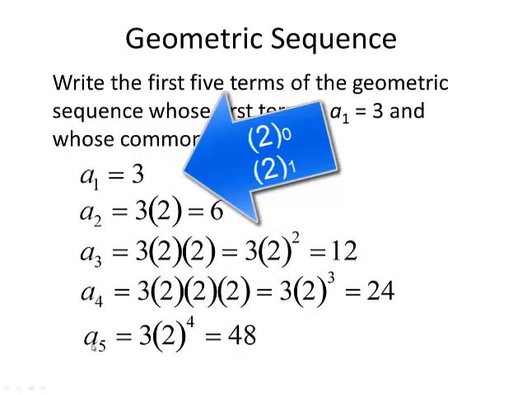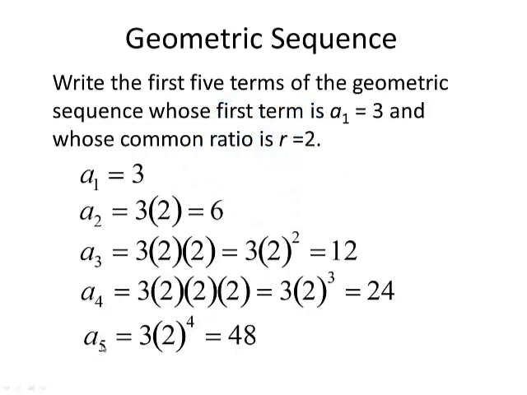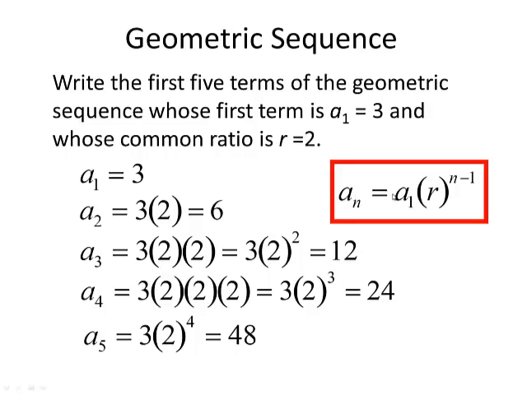If you look at these numbers, the exponent is always 1 smaller than n. So this is 5, this is 4, this is 3, this is 2, and this is 1, and the exponents are 4, 3, 2, 1, and 0. Okay, so we come up with this formula for finding any term. The nth term is the first term times my common ratio to the exponent of n minus 1.